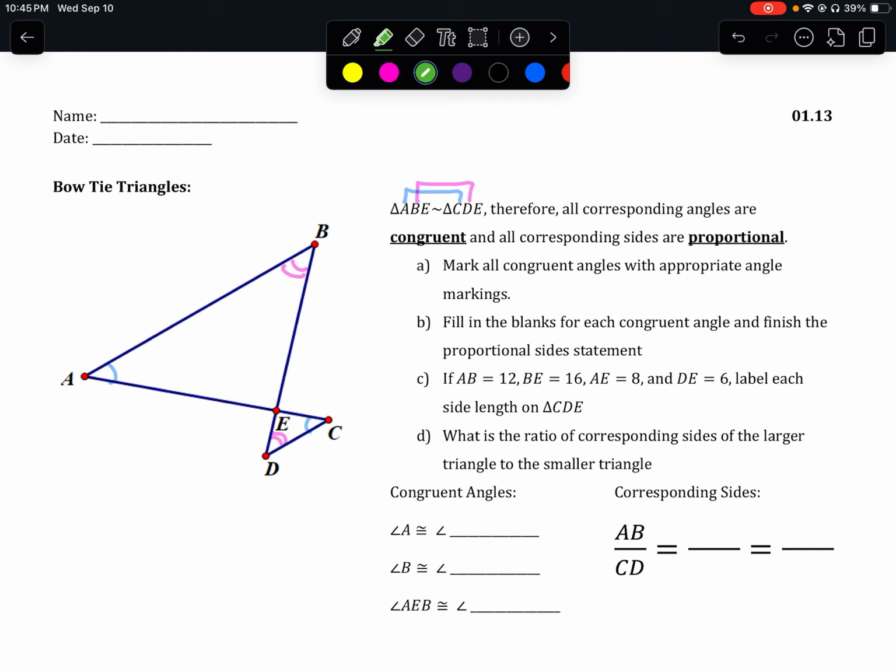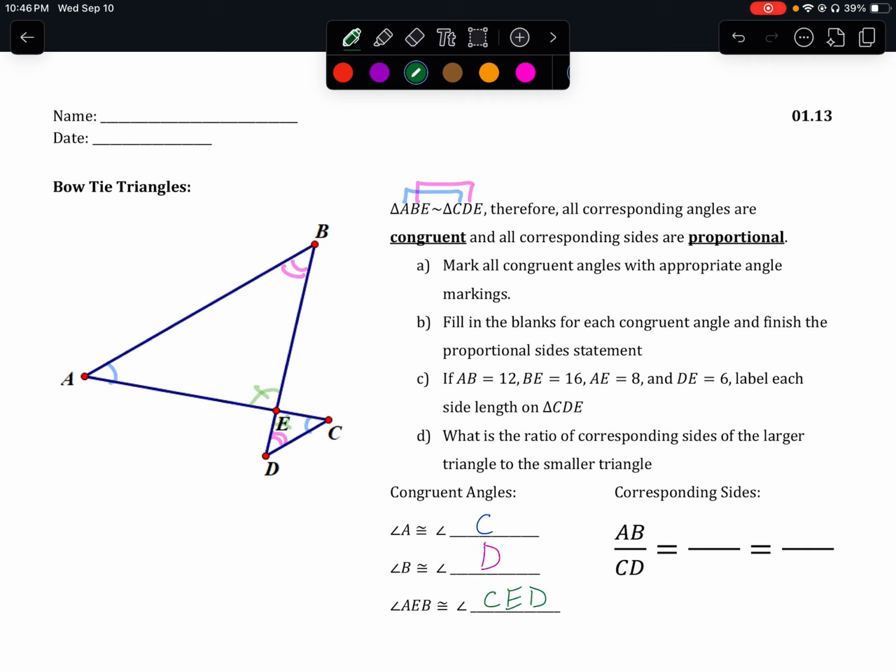And then for the last angle, this one in the middle here, I don't just want to say angle E and angle E. I'm instead going to say that it's angle AEB to angle CED. So I'm using 3 points to name that one specifically. So filling in these blanks, we had angle A is congruent to angle C, angle B was congruent to angle D, and then that last one, AEB, is congruent to angle CED.